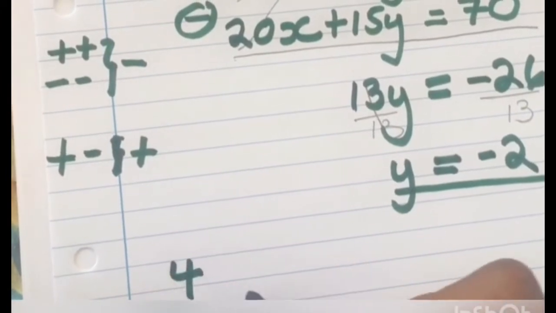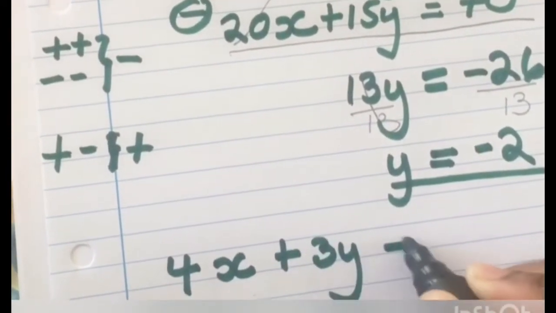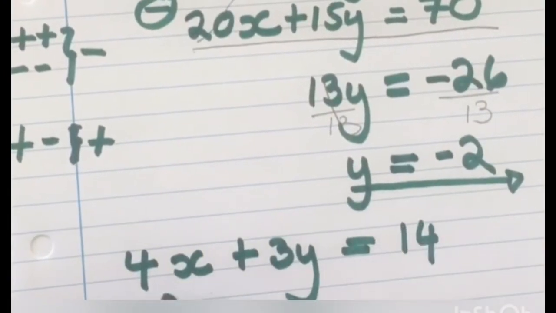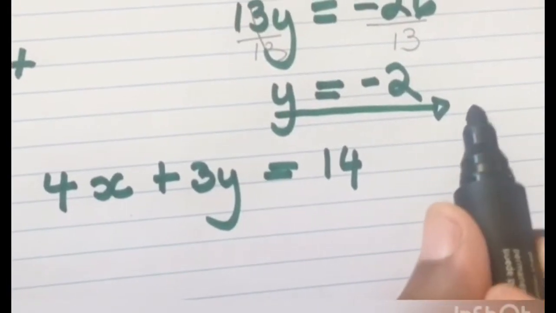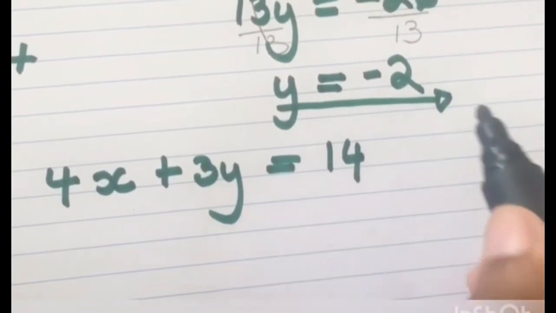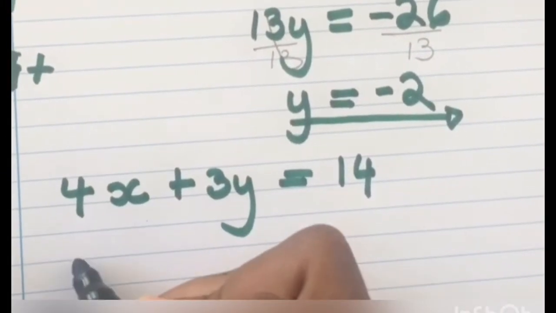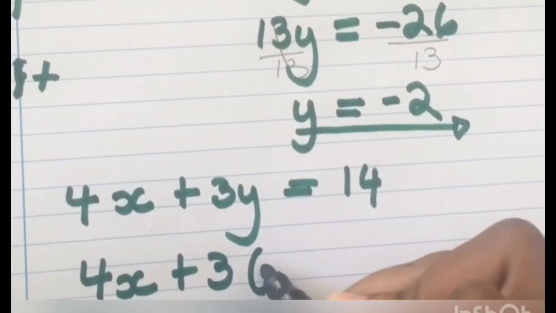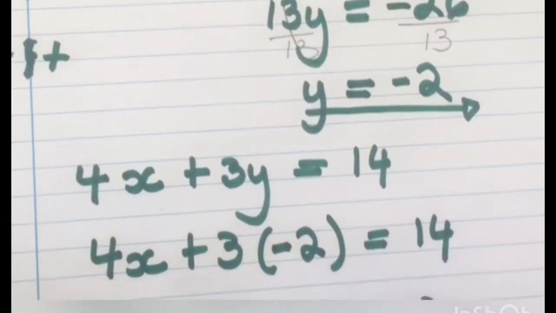So basically we choose the second original equation, equal to 14. Then I'm going to replace y in this equation. Now that I know what y is, I'm going to substitute in this equation. Wherever I see y, I'm going to put negative 2. So I'm going to say this is 4x plus 3, then I put negative 2, then I say equal to 14. I solve this.